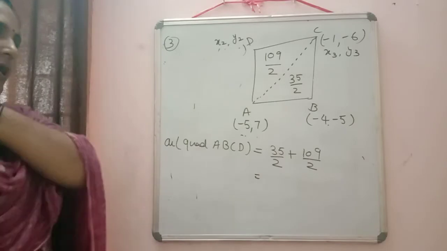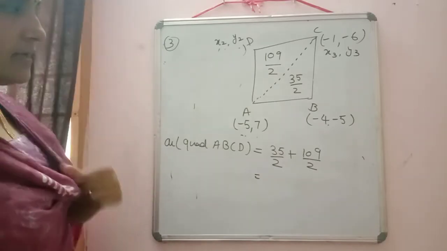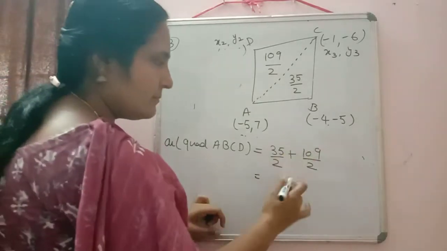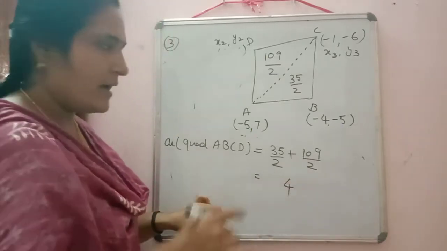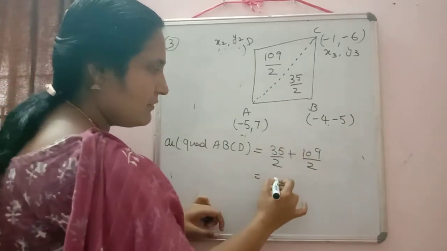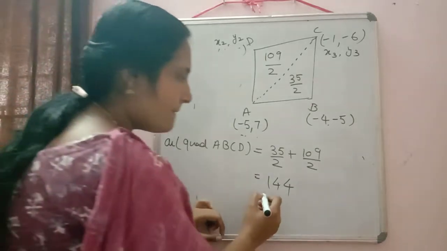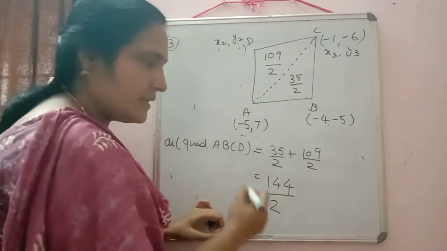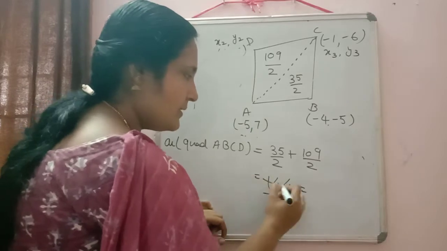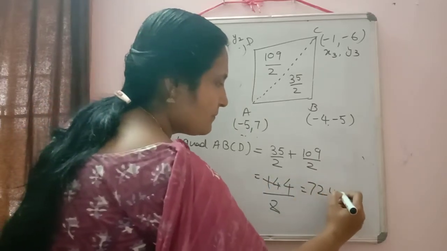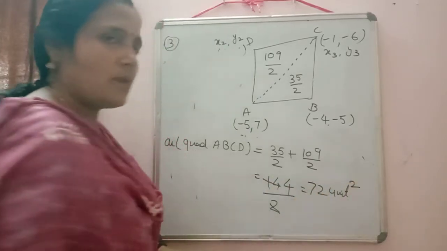Denominators are same, so directly we can add the numerator there. So it will be equal to 9 plus 5, 14, carry over 1, 3 plus 1 will be equal to 4. So what we are getting? 144 by 2. And these two we can cancel. So it will be equal to 72 unit square.